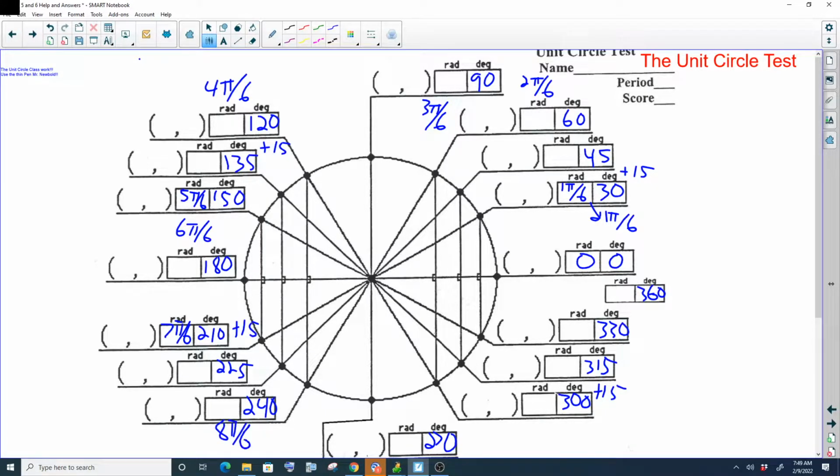8 pi over 6. After 7, 8 pi over 6 is 9 pi over 6. After 9 pi over 6 is 10 pi over 6. After 10 pi over 6 is 11 pi over 6. And finally 12 pi over 6. Nice. Then you got to go ahead and reduce them all.